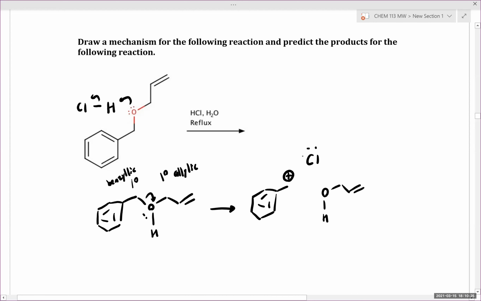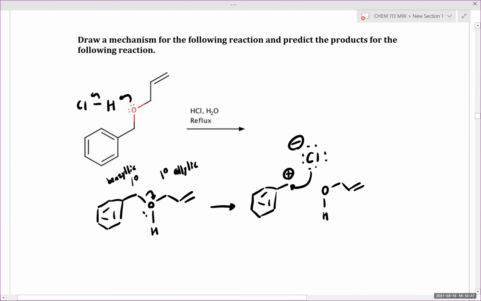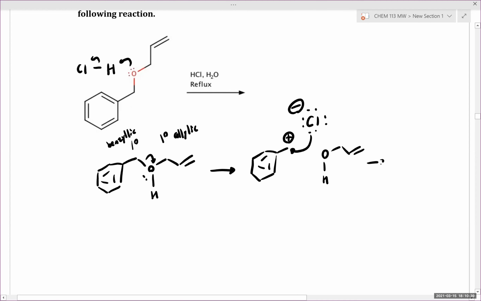So as a result, when we have this nucleophile, chloride is a terrible nucleophile, but anything will do when it comes to reacting with a carbocation. So we'll attack our carbocation, and that in turn gives us our two principal products from this reaction, which are benzyl chloride and allyl alcohol.